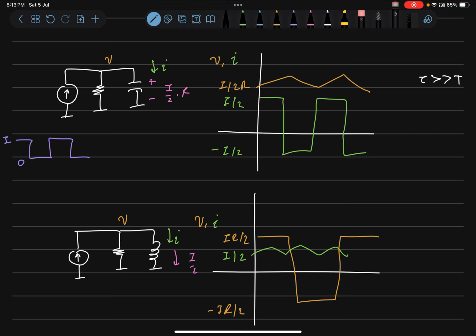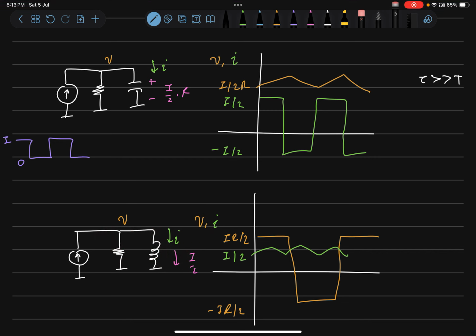So for an inductor, what will be the case? The current through the inductor will ripple around its average value in steady state. So if the current through the inductor in steady state is I, which is the average value, it will ripple around its average value. Okay. So here also we have the same current pulse input and we have an RL circuit, and we wish to analyze the voltage and current through the RL circuit.